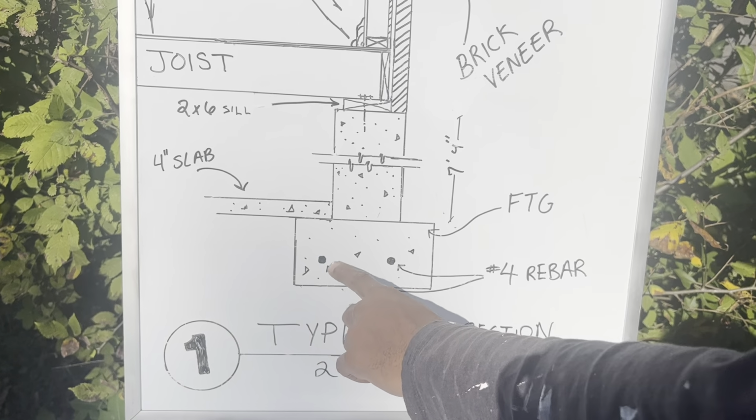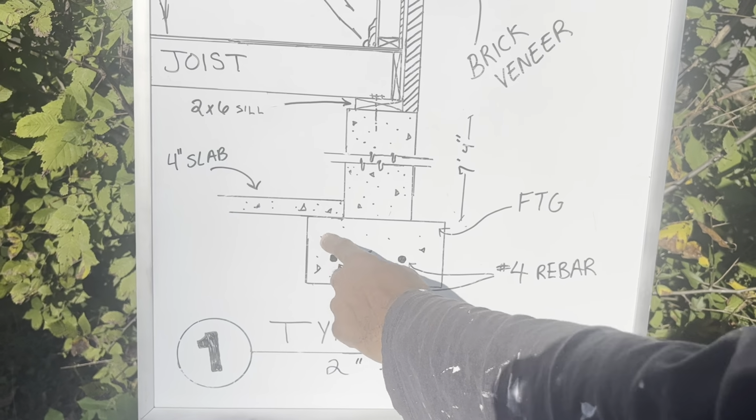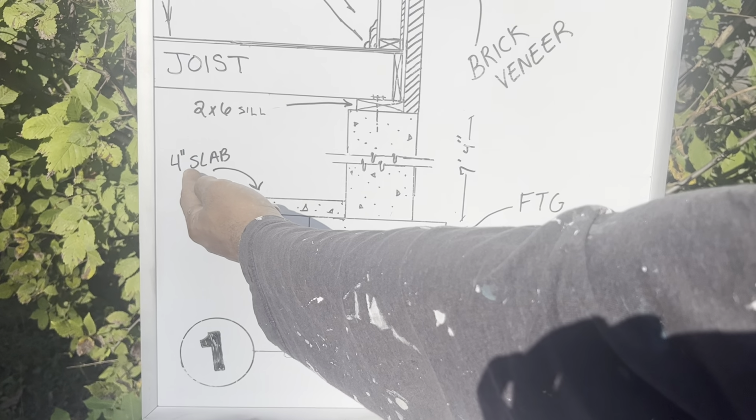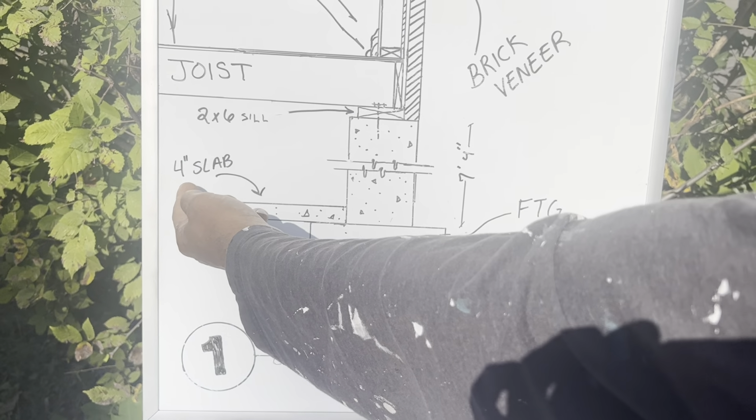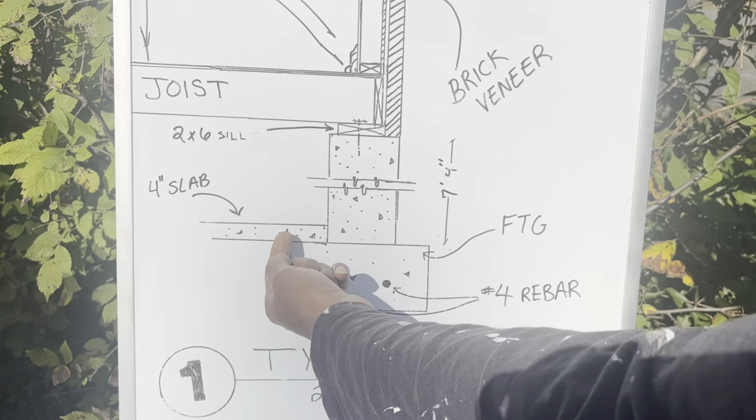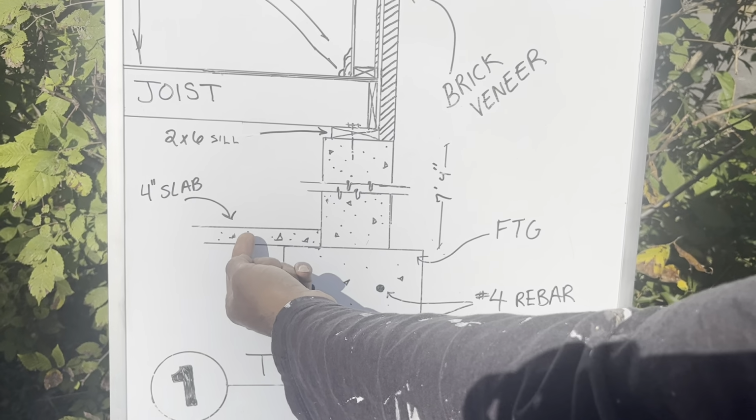Now look at your footing. Your footing has a lip over here. This is your slab. According to the print, it says it's a 4-inch slab right here. So this is going to be your basement floor.